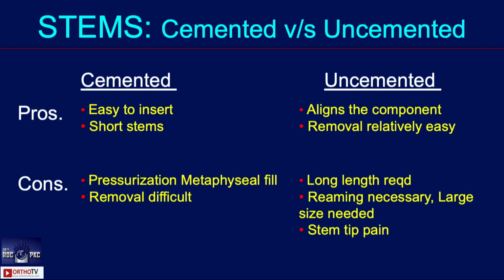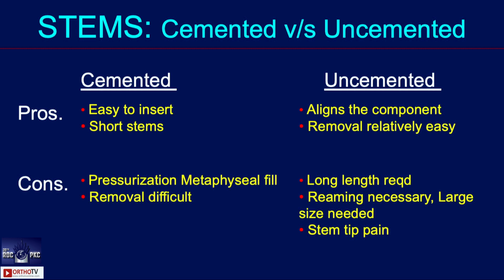It is relatively easy to insert because whatever defect you have, you're going to fill up with the cement. They are short stems. You don't really need to prepare too much into the canal. What are the downsides? You do need to pressurize in that metaphyseal area so that your stem has a good purchase, not only now, also when the cement actually contracts a little. Cement, when it sets, ultimately is going to contract.